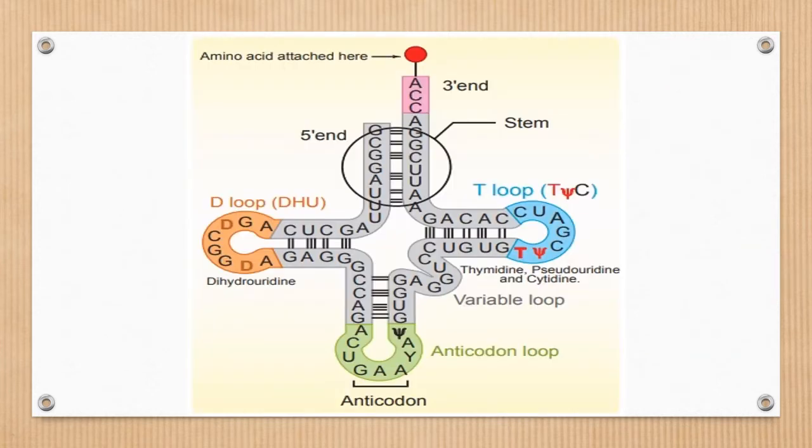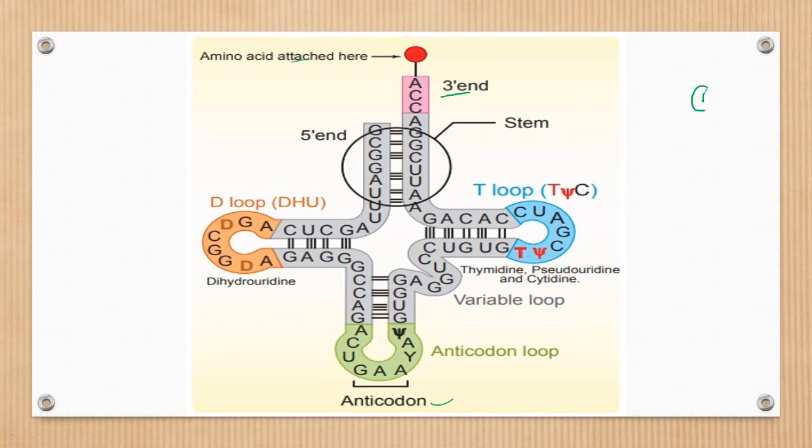So let's recollect briefly about the tRNA molecule. tRNA is called the adapter molecule. Why is it called an adapter molecule? Because on one hand it has the 3' end, which is a site for amino acid attachment, and on the other hand it has the anticodon. That's why it is called the adapter molecule. That is point number one.